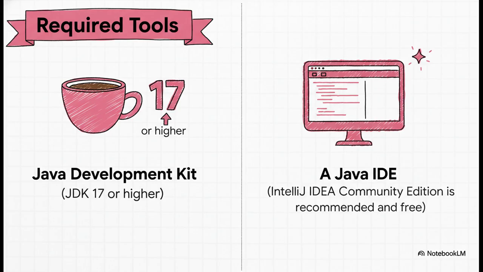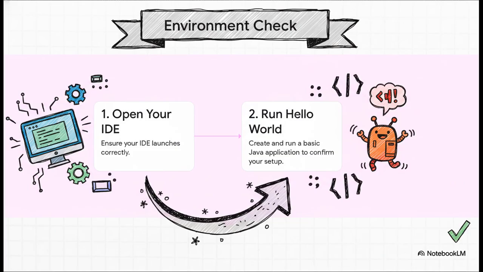Second, you need a good IDE, which is just the program you write your code in. The course recommends IntelliJ IDEA Community Edition, which is totally free and works perfectly for everything you'll need to do. And here's a little pro tip before you even think about Spring Boot. Just do this quick sanity check. Open up your IDE, create a super simple Hello World Java program, and run it. If that works, you know for sure that your basic Java setup is good to go. Trust me, this can save you a ton of headaches down the road.